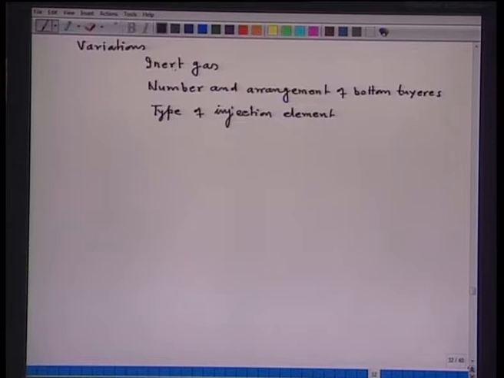Coming back to the inert gas, you have to decide the optimum amount, because once you put the tuyere or injecting element at the bottom of the converter, you have to blow a minimum amount of gas, otherwise the tuyere will be clogged. Once you decide that amount, the next thing is the number and arrangement of bottom tuyeres. The number may vary from 2, in some plants 4, some 8, some 12.